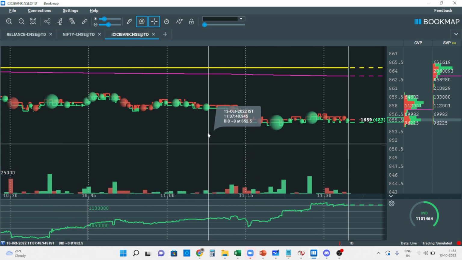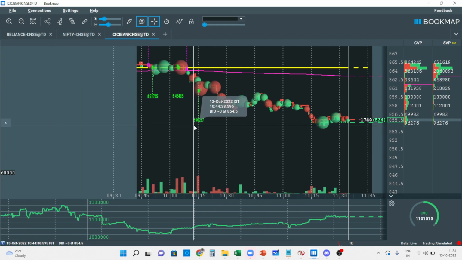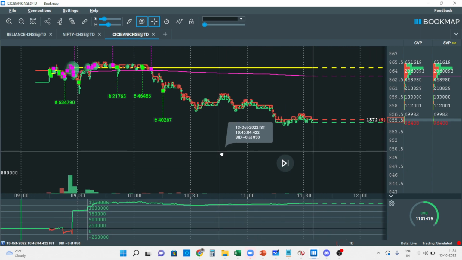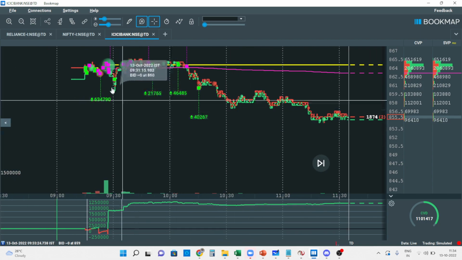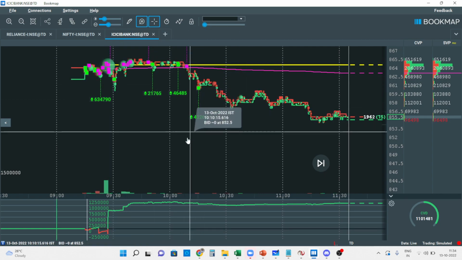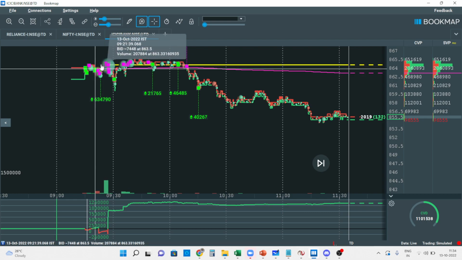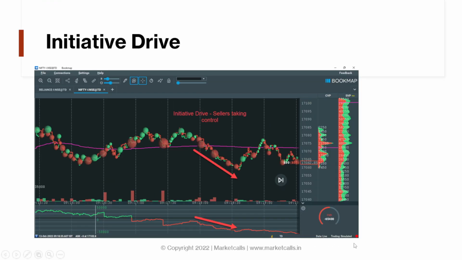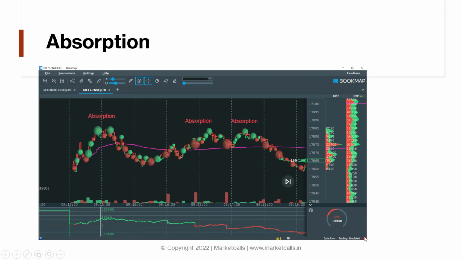Let me compress it. Okay, so at least aggressive selling is not there in what we have seen. What we had seen is absorption. An absorption is another type of activity. You can see that in an absorption activity, it happens exactly opposite.